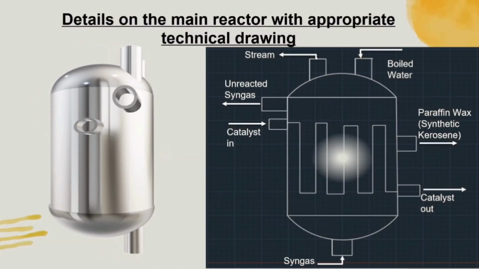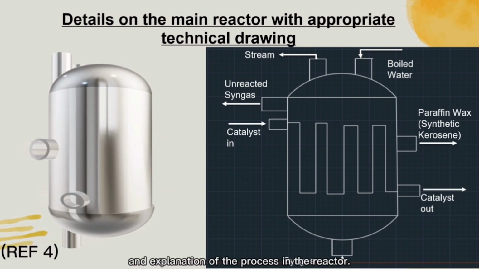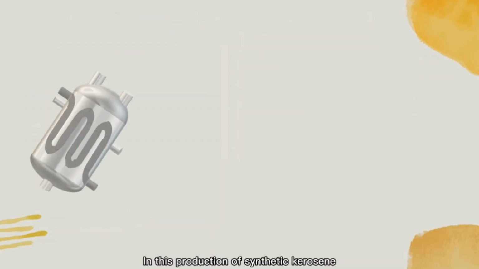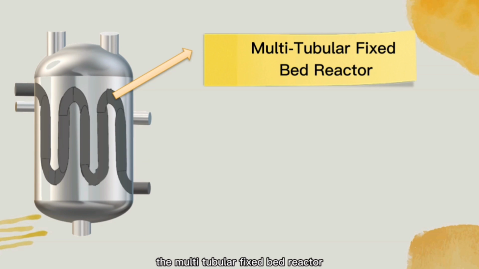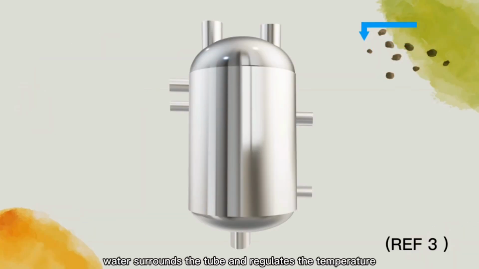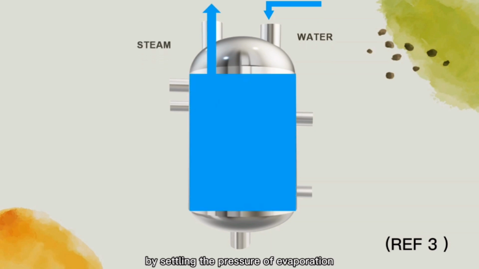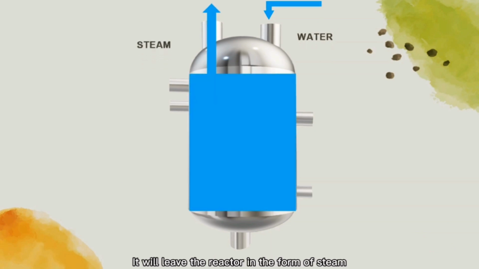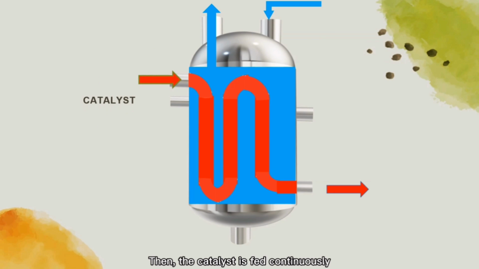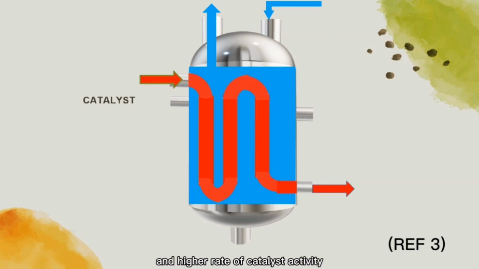Now, let me move on to the appropriate design for the main reactor and an explanation of the process in the reactor. In this production of synthetic kerosene, the multi-tubular fixed-bed reactor is used to help the reaction between the syngas and the catalyst. Water surrounds the tubes and regulates the temperature by setting the pressure of evaporation. It will leave the reactor in the form of steam. Then, the catalyst is held in the multi-tubular channels to maintain steady temperatures and a high rate of catalyst activity and life.